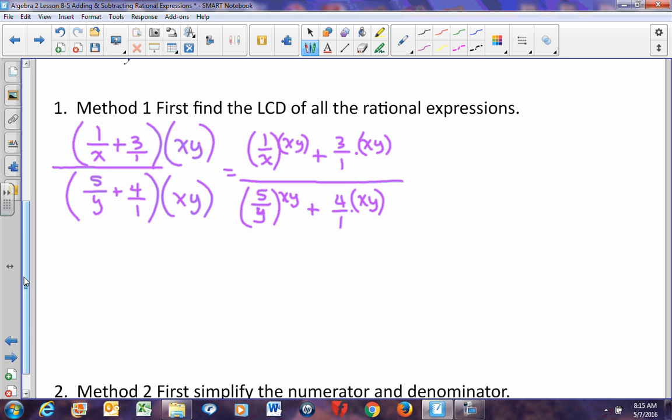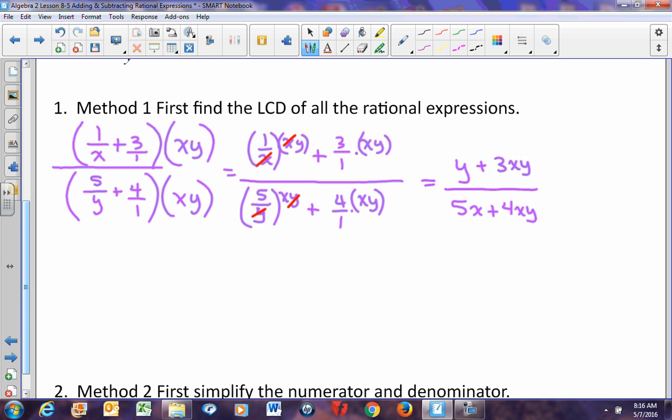And I'm doing this horizontally because I'm running out of space. I normally do it vertically, but I didn't leave myself enough space here. Okay, so now, if I was to simplify this, this cancels with this, right? This cancels with that. So what I have here is y plus 3xy divided by 5x plus 4xy.